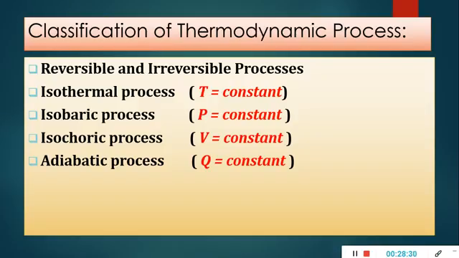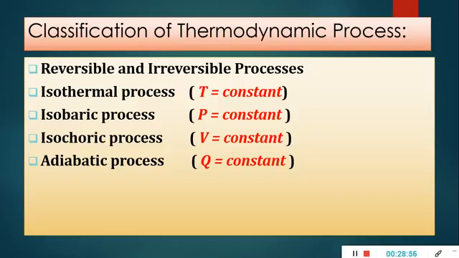Isothermal is related to constant temperature, and isobaric process is related to constant pressure. Isochoric process is constant volume or constant composition. Adiabatic is where there is no exchange of heat.